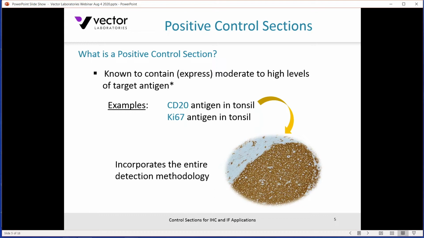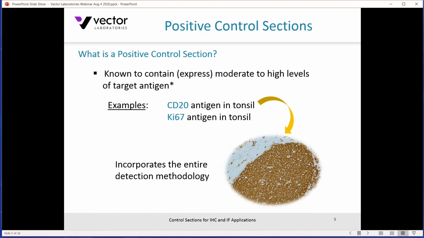I've got another example there of Ki67. You could also use that in tonsil. I've indicated both of these here to show that for investigators who may be concerned about costs or trying to source multiple positive control blocks of tissue or sections, you could use the same block of tissue for multiple target antigens in a lot of cases. So that may help offset some concerns investigators have about positive control sections.